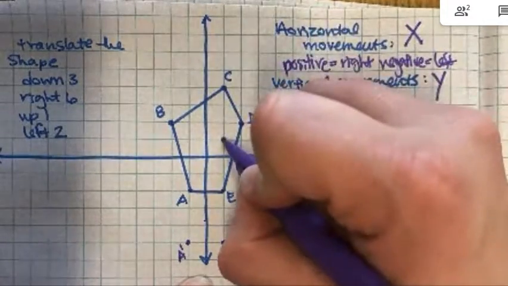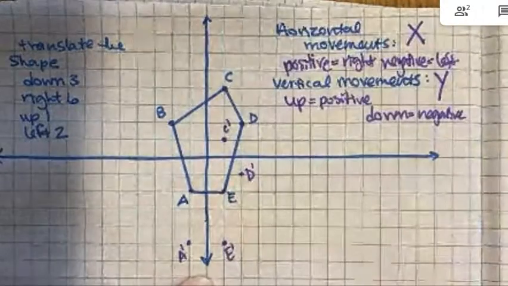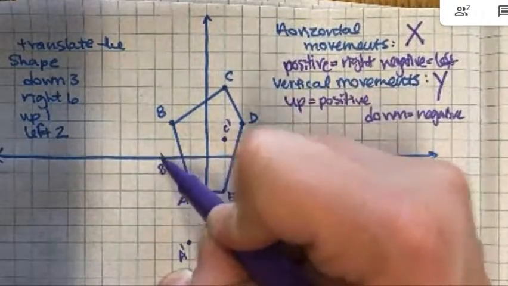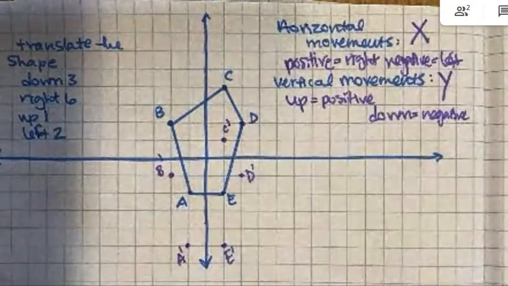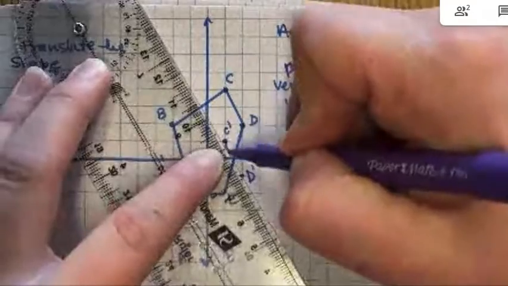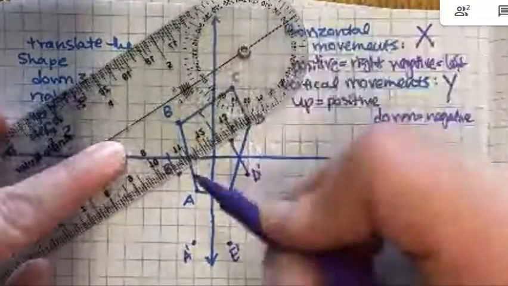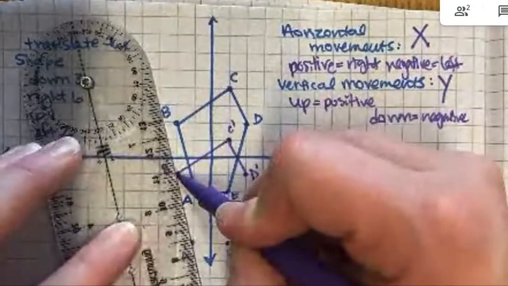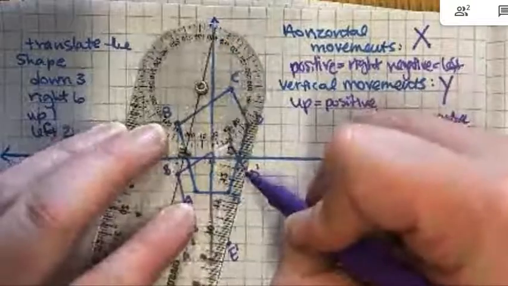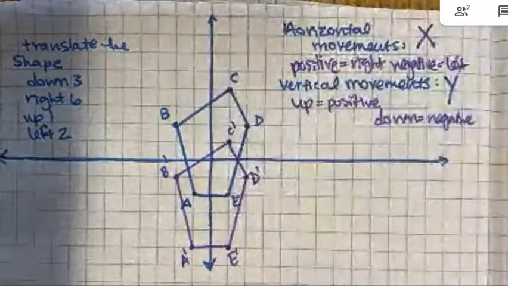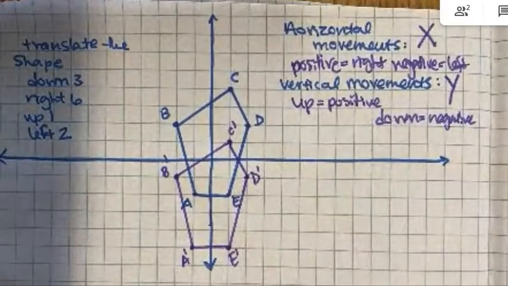C becomes C prime right there. B prime. All right, and then I can connect the dots and get all of these points linked up together to show this new polygon. Okay, so that is one translation that we can make.